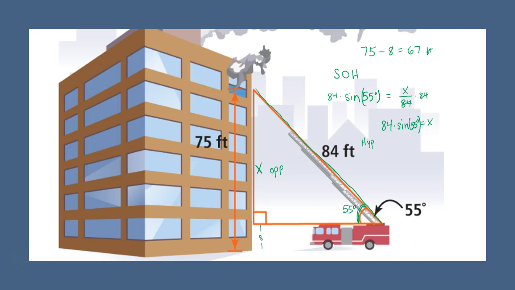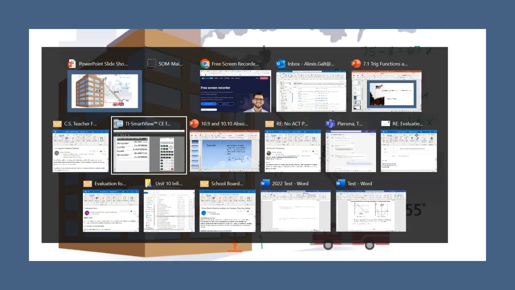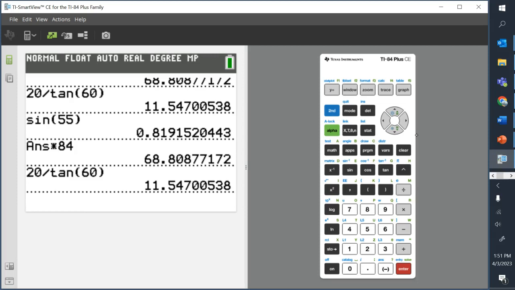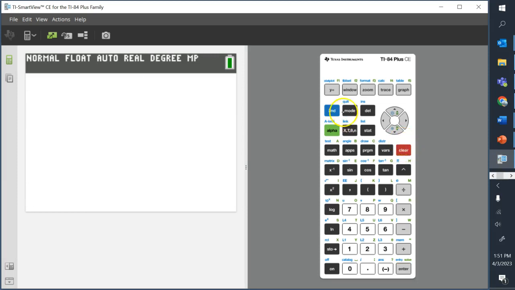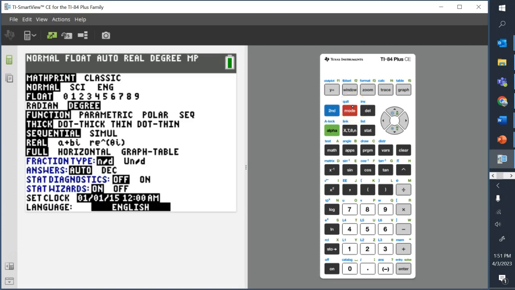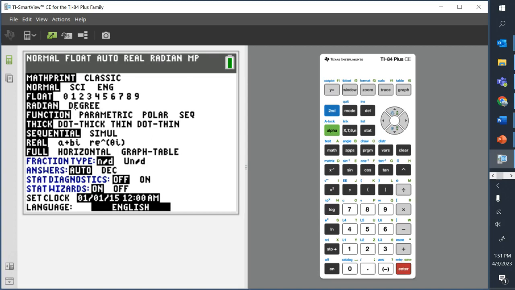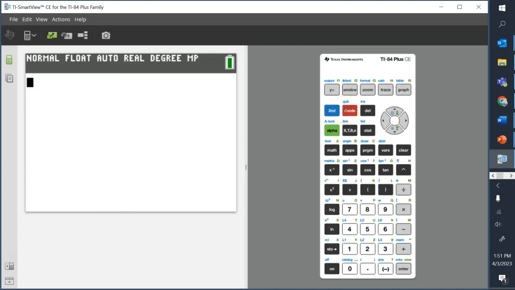So then I'm going to have you grab your calculator, and you're going to go to mode to make sure that your calculator is in degrees. You want to make sure that the word degree is highlighted. If it's not highlighted, like if the radian is highlighted, you're going to arrow over until degree is highlighted, and then you're going to hit enter. And then to get out of this mode window, you can hit second quit, which is on top of the mode. And then I'm going to do sine of 55 degrees times 84.